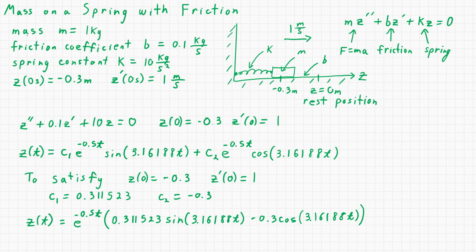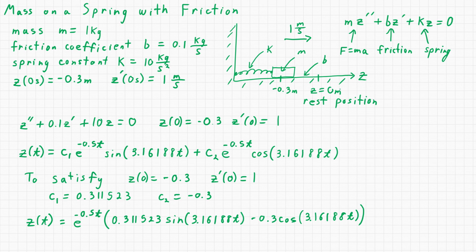So going back here, in this particular example, the mass M is 1 kilogram. The friction coefficient B is 0.1 kilograms per second. The spring constant K is equal to 10 kilograms per second squared. And at time 0 seconds, the position Z is negative 0.3 meters, which is right here. And the velocity at time 0 seconds, Z prime, is positive 1 meters per second.